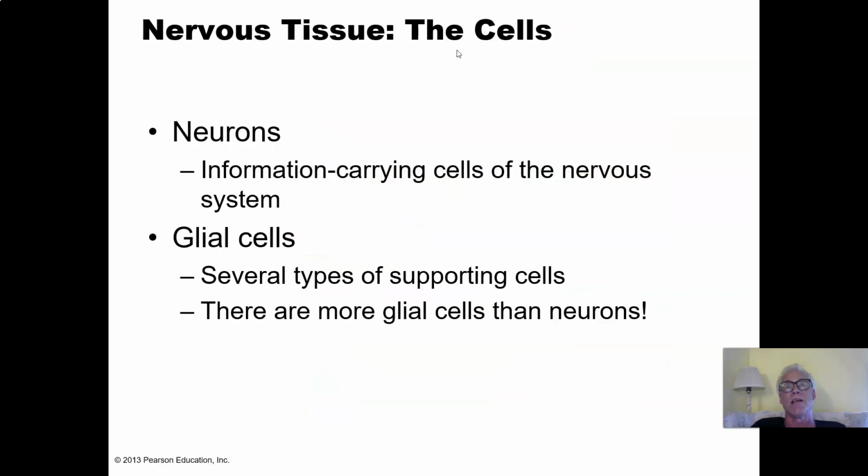Okay, let's take a look at the tissues first. We'll get right down to brass tacks. What do we find in nervous tissue? Well, neurons, we've already mentioned back in chapter 4, are the information carrying cells of the nervous system, and they're the ones that get the most press time. But it turns out there's quite a few supporting cell types that are important for the neurons to do what they do in the nervous system, and those are called glial cells or neuroglia.